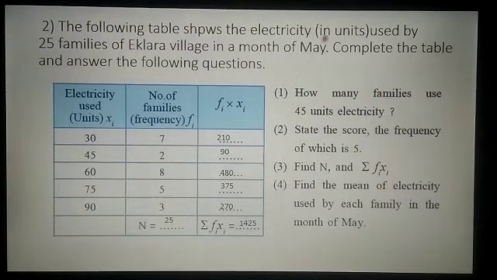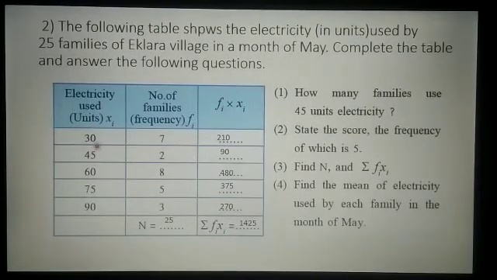The following table shows the electricity in units used by 25 families of Eklara village in the month of May. Complete the table and answer the following questions. So children, here you have to draw this table first, fill in these values and write down the answer to each question below it. See here: how many families use 45 units of electricity? The table has been given, with electricity used in units, Xi, number of families, frequency Fi, and product Fi into Xi. Here we don't have to prepare the table, only solve the questions. So no tally mark column is there.